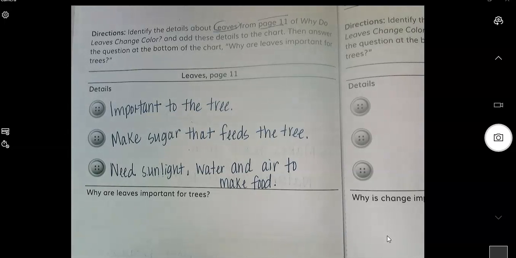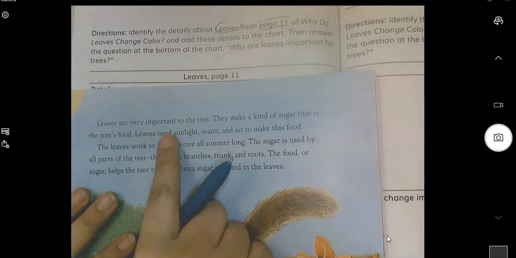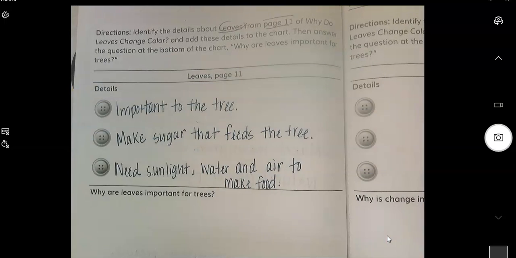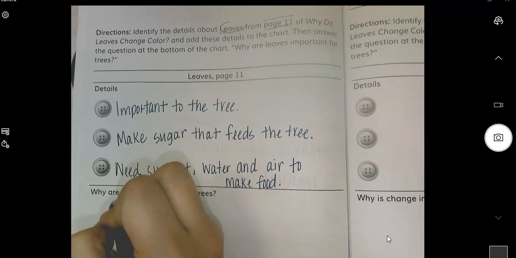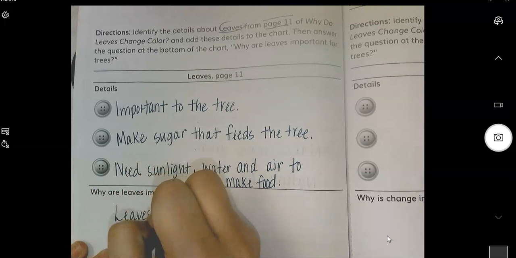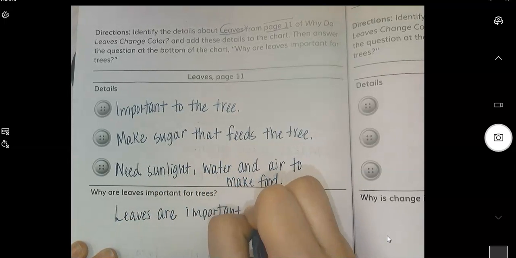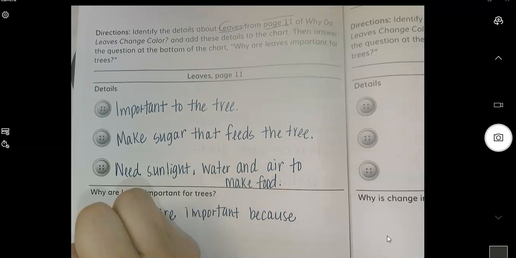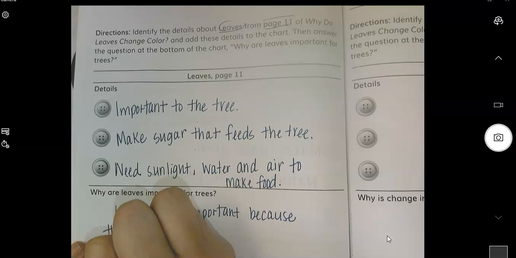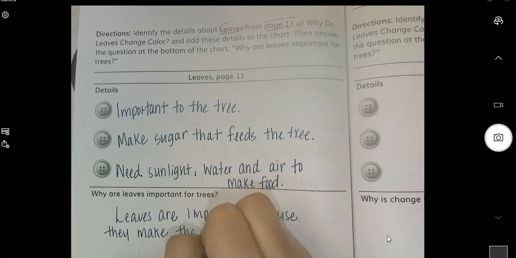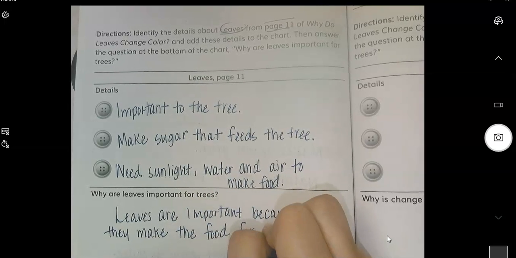Now, why are leaves important for trees? Boys and girls, it says in the page, leaves are very important to the tree. They make a kind of sugar that is the tree's food. So why are leaves important? Leaves are important because they make the food for the tree.